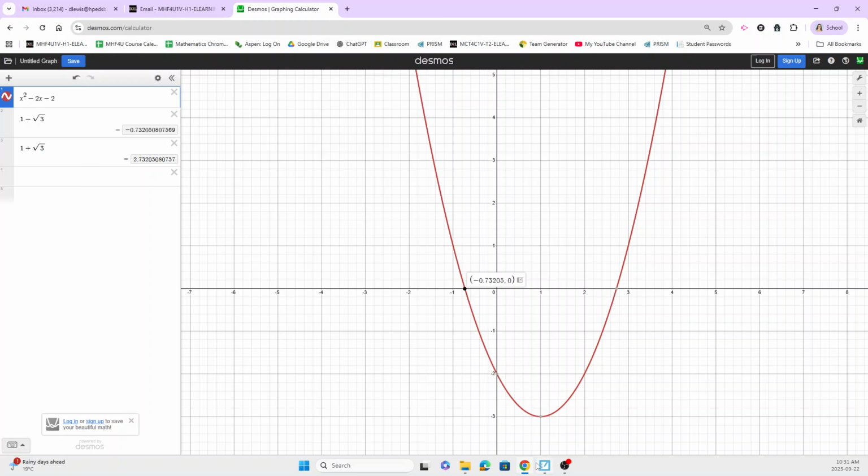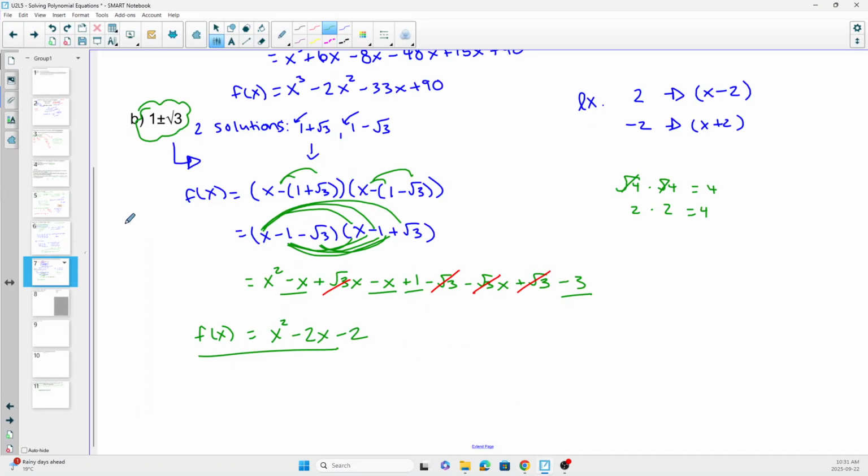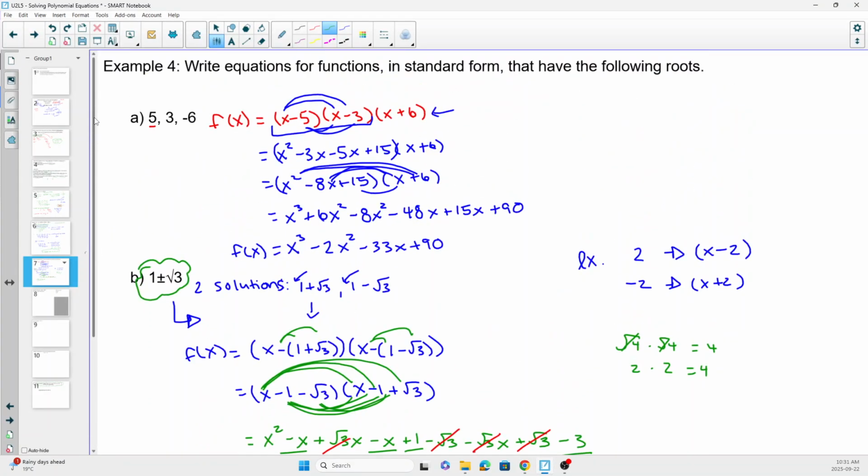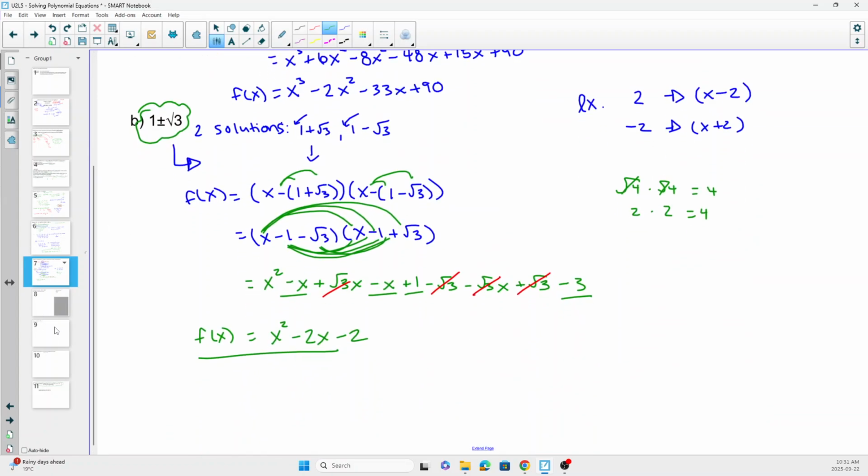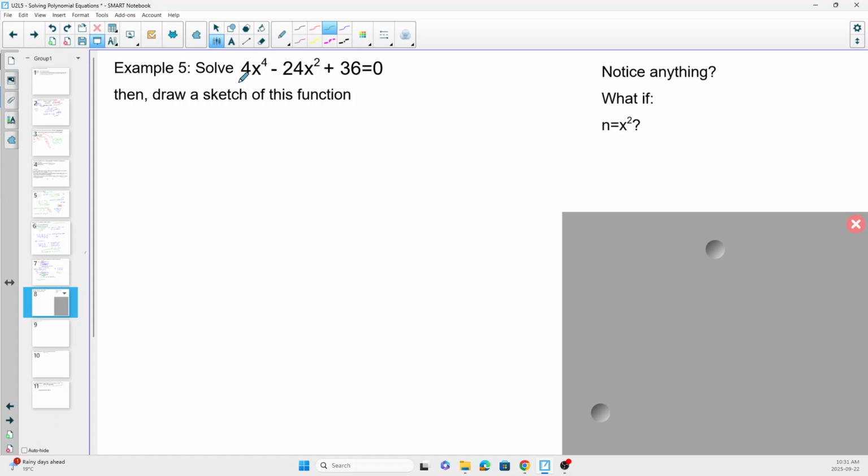So that's perfect. Okay, so that's one thing you might come across where we're dealing with the equations, the solutions, the factors, just a different context of the question. All right, solve the following. 4x to the power 4 minus 24x squared plus 36. So then draw a sketch of this function.